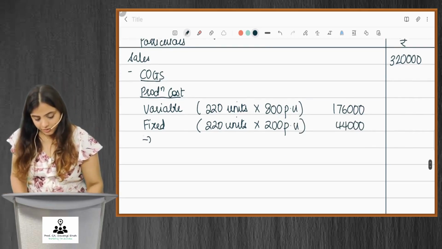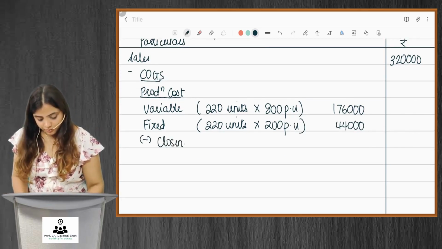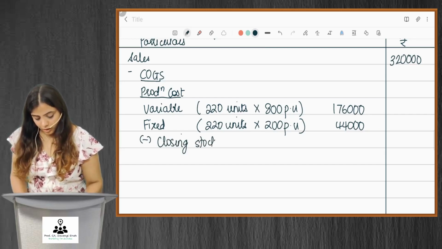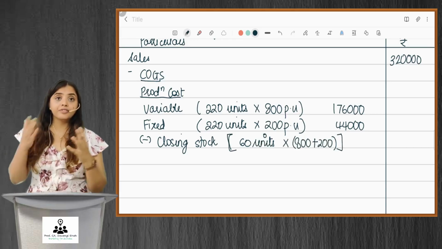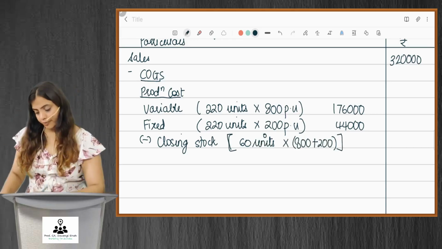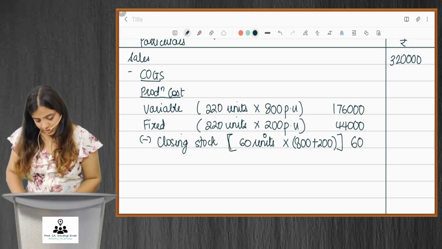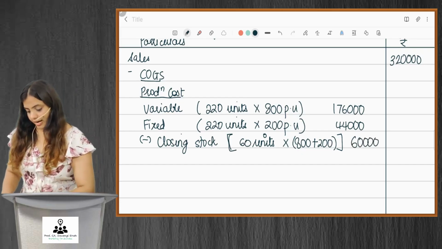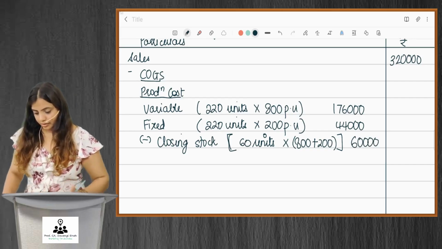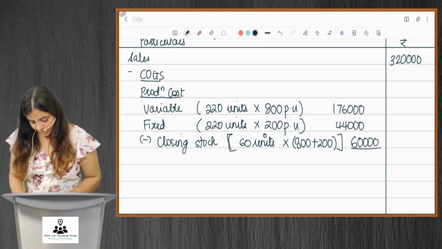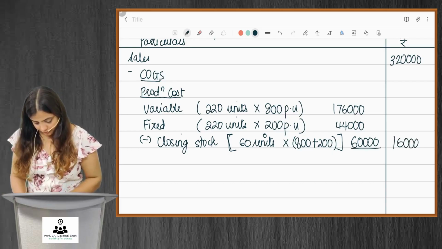And on the credit side, we will subtract the closing stock. Closing stock 60 units will be valued at 800 plus 200, that is 1,000 per unit. Correct? I have explained this to you earlier, and I have written this working earlier also. It will be valued at 60,000. 1,76,000 plus 44,000 minus 60,000. Friends, you get your COGS as 1,60,000.